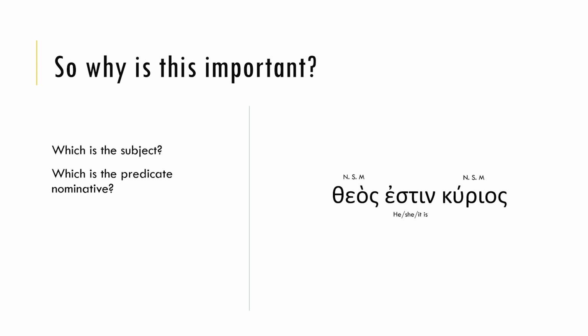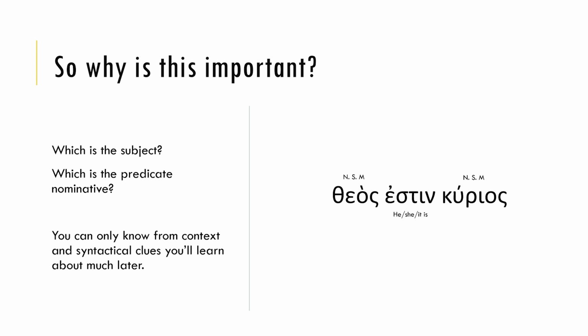Well, in Greek, you can really only learn from context. That's a fancy way of saying look around at what has been said before and after and see if you can guess. There are some syntactical clues when you get into syntax, but that's a long way from now. When you learn that, there'll be some clues. But for now, really the context will tell you.